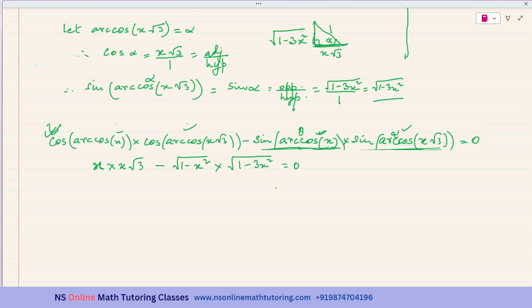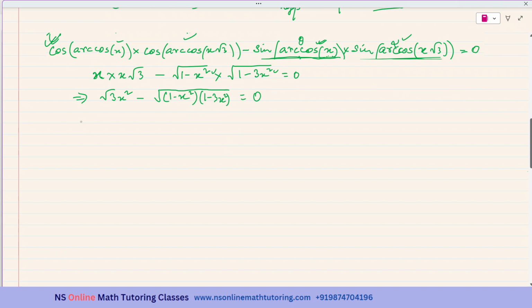This is equal to 0. Okay, so this is root 3x square and minus, I can take these two under a single square root. So 1 minus x square times 1 minus 3x square equal to 0, and the square root is creating some problem.